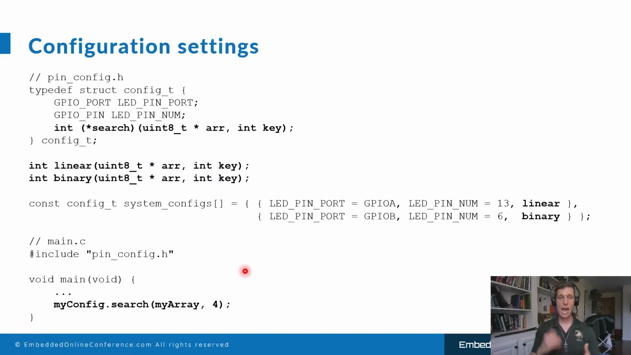I can even add a function pointer to this set of configuration information, and so now I've got a system where switching is happening, but based on other data, maybe it's a slide switch, maybe it's whether or not my system is overloaded. I can control which function is used in each configuration for my system.